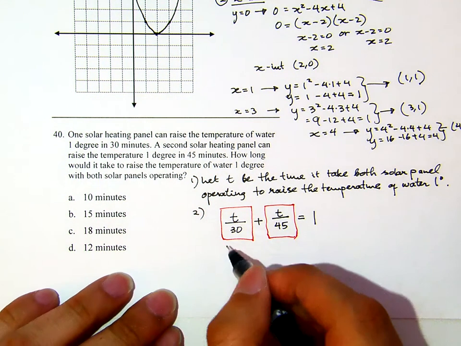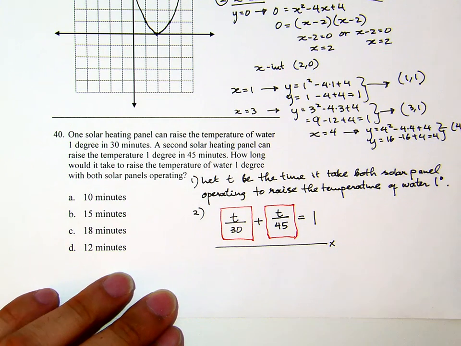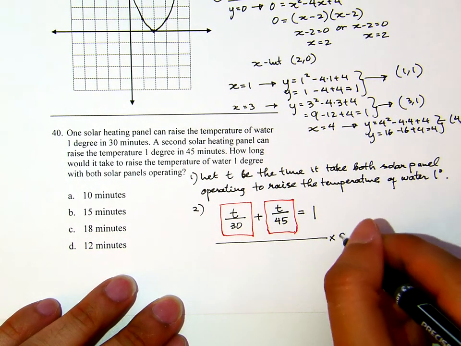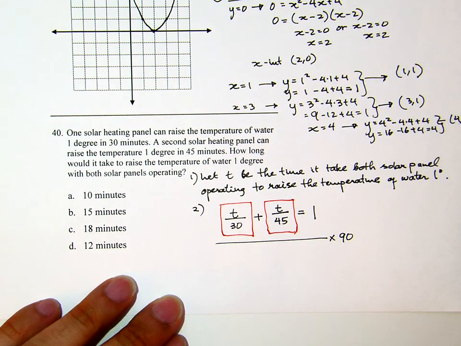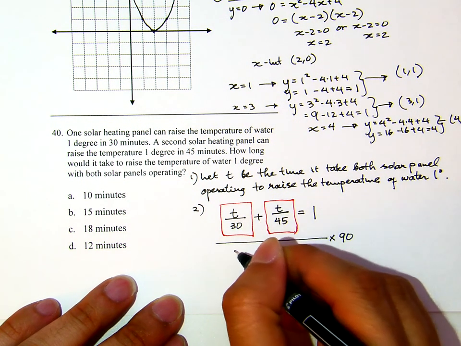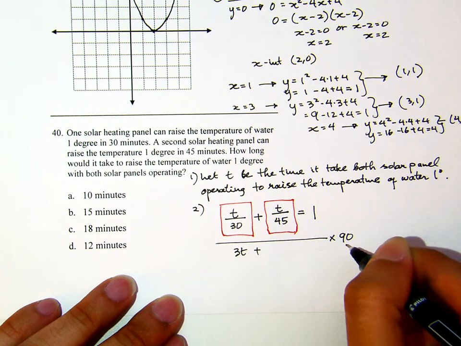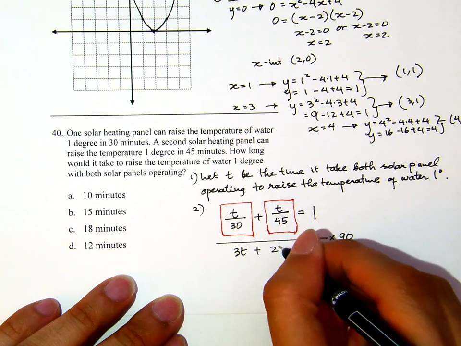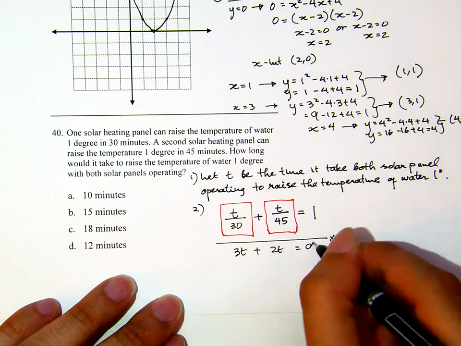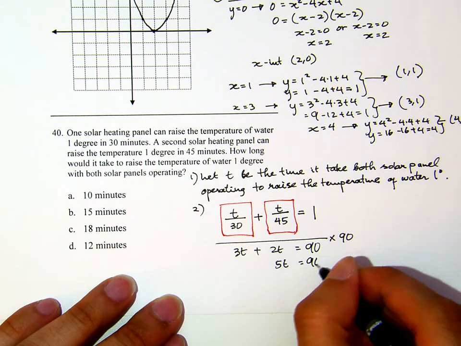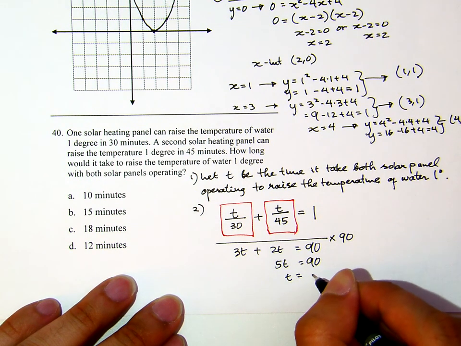Now then, to solve this, I will always use the LCD method. The LCD of 30 and 45 is 90. Okay, so 90 divided by 30 is 3, times t is 3t, plus 90 divided by 45 is 2, times t is 2t, equals 1 times 90, which is 90. So 5t equals 90, and t will equal 90 over 5, which is 18.